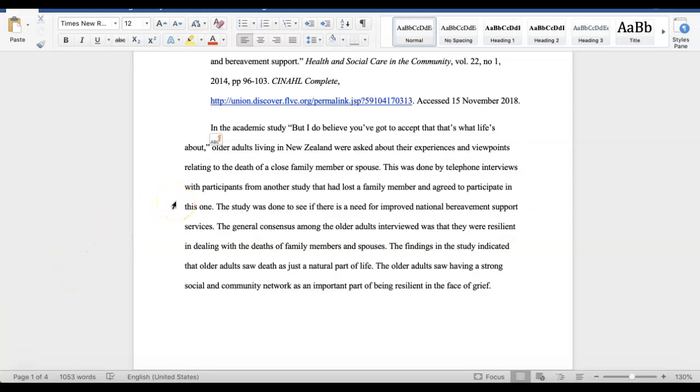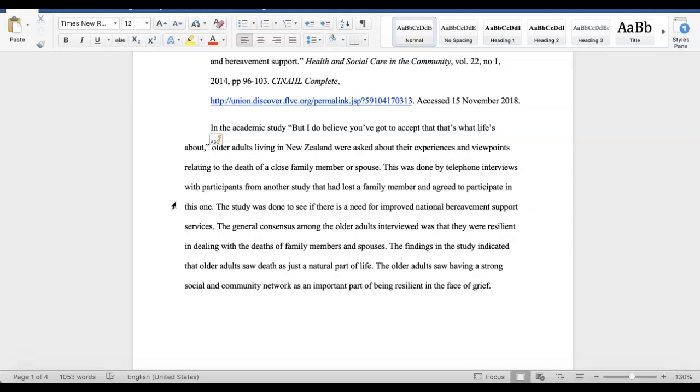In the academic study, older adults living in New Zealand were asked about their experiences and viewpoints relating to the death of a close family member or spouse. This was done by telephone interviews with participants from another study that had lost a family member and agreed to participate in this one.